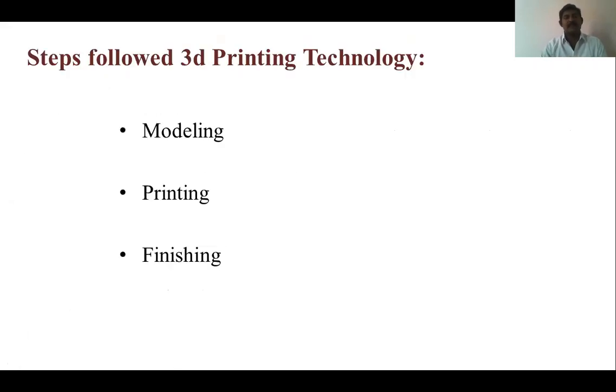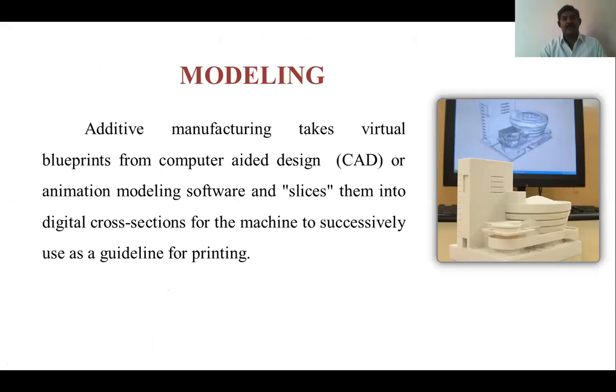And 3D printing technology consists of three major steps: first is modeling, second is printing, and third is finishing of the component. I already told you about CAD modeling software. Through CAD modeling, we can easily create the 3D model. Three-dimensional, as you already know, means X, Y, and Z axes. Through SolidWorks, CATIA, Creo, and NX CAD, we can easily generate a 3D model.